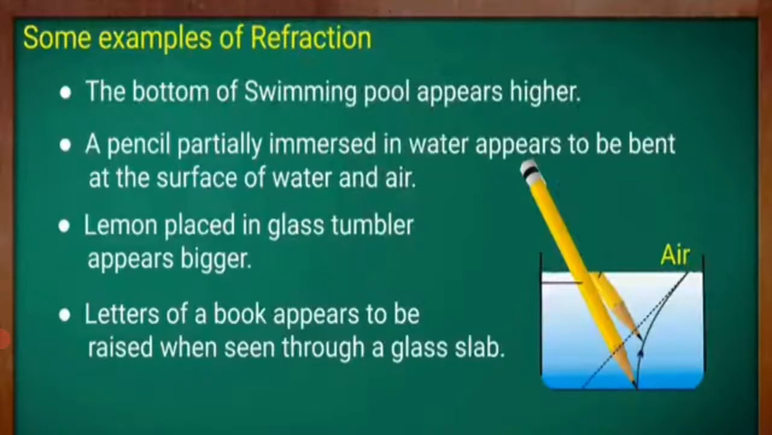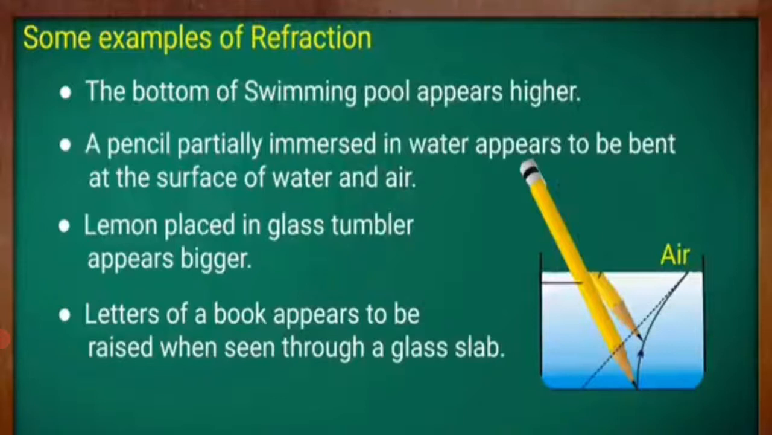The first example is the bottom of the swimming pool appears higher. Some of you might have experienced this. The second example, most of you can experience, even if not, you can do it at home. What you need to do is take a pencil and slantly immerse it in a container having water. Only half of the pencil should be in water, the other half in air. That is partial immersing. When you partially immerse the pencil in water, it appears to be bent when you observe in this position. It is because of the refraction of light at the interface of air and water.